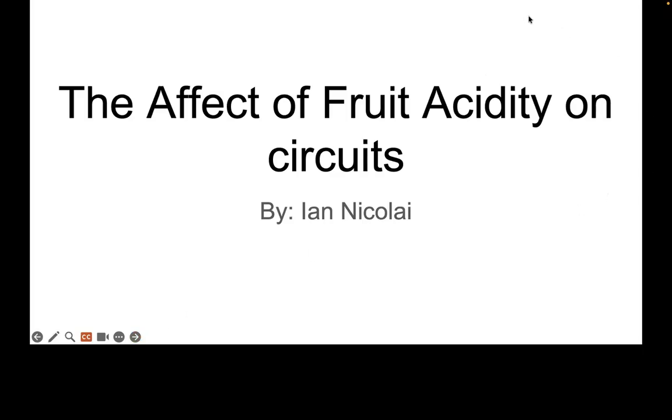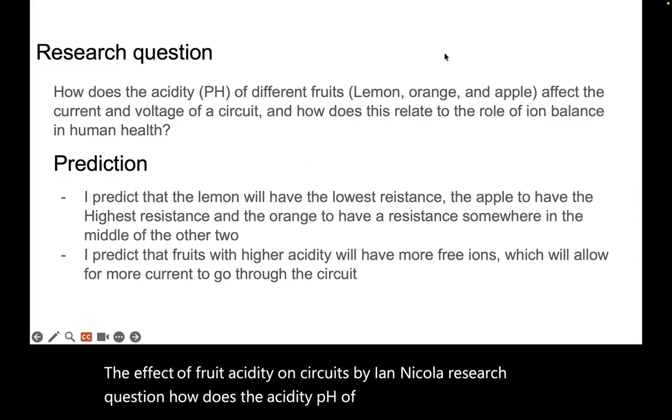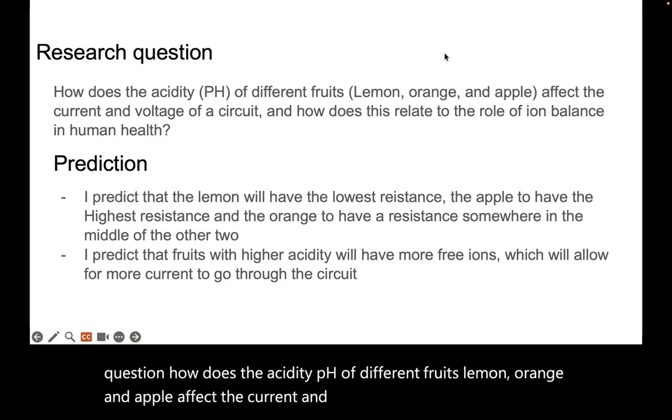The Effect of Fruit Acidity on Circuits by Ian Nicolai. Research question: How does the acidity (pH) of different fruits, lemon, orange, and apple, affect the current and the voltage of a circuit? And how does this relate to the role of ion balance in human health?